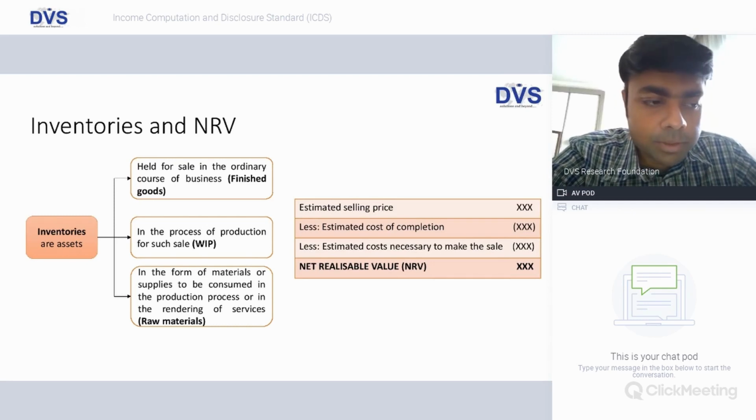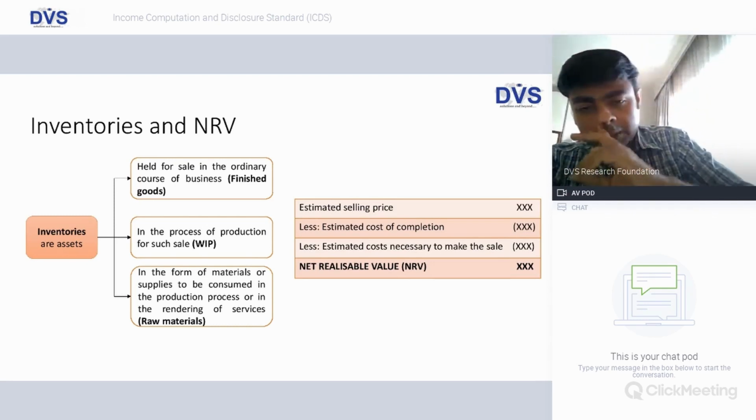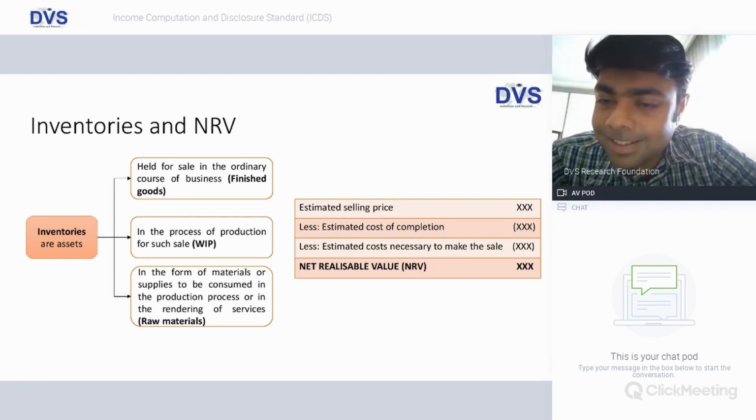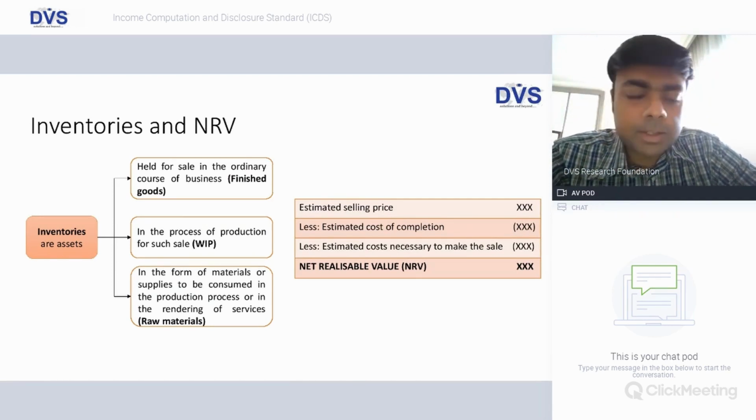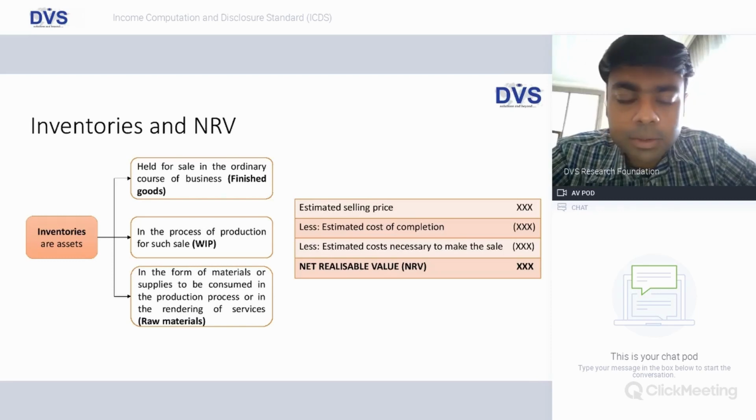Net realizable value is your estimated selling price minus the cost of completion minus the costs which are necessary to take it to the market. That effectively becomes a net realizable value. If you were to sell your finished products today, what would be the price?